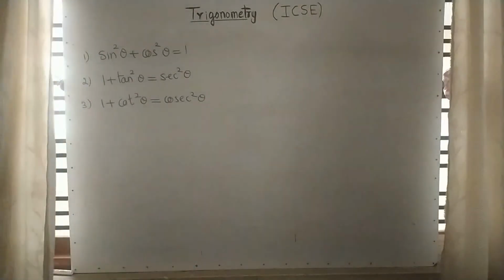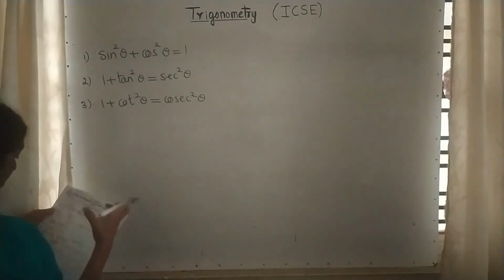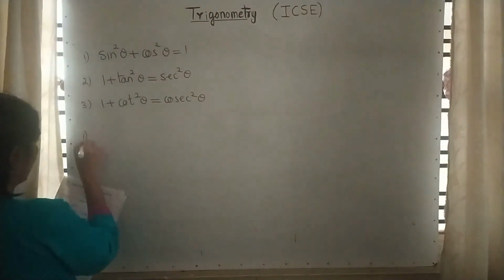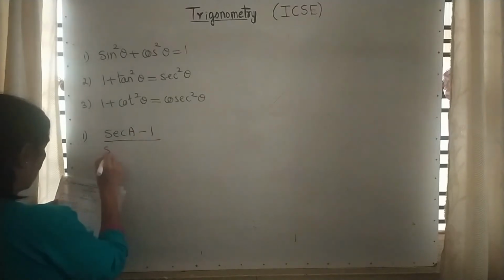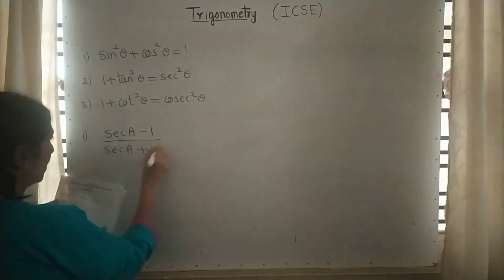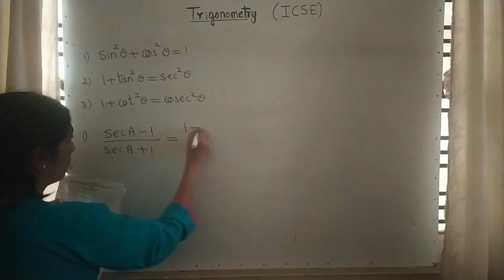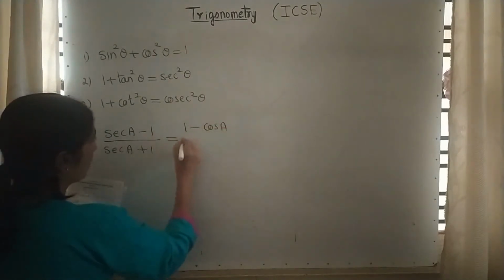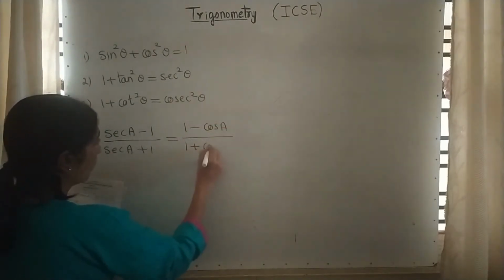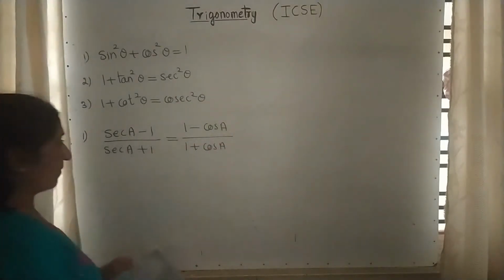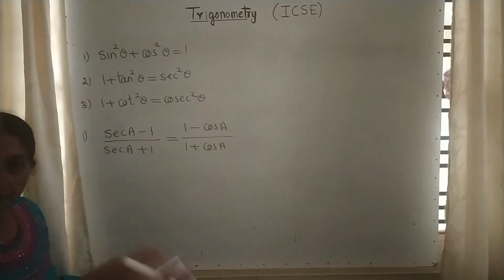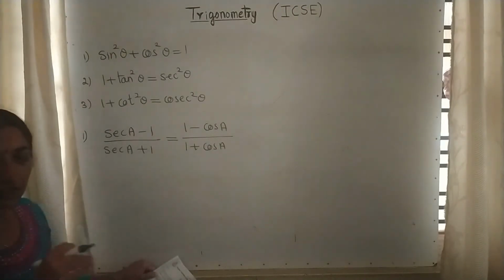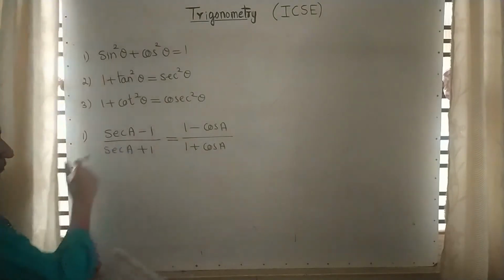See, I am moving to the exercise. First question: prove that sec A minus 1 upon sec A plus 1 is equal to 1 minus cos A upon 1 plus cos A. Here you have to remember whatever I explained earlier, all the basic definitions and the relations between them. If you are thorough in that, we can solve it.